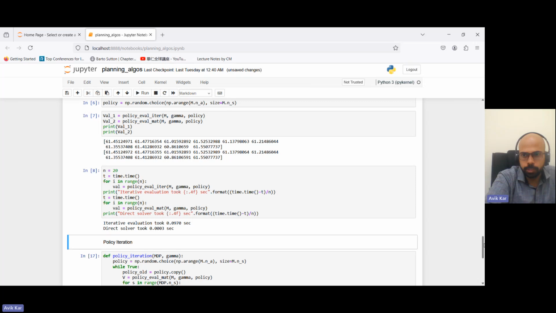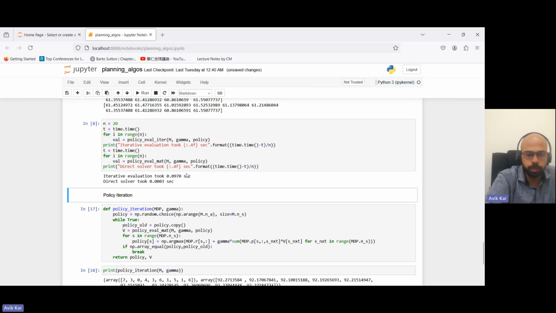So here you see that there is a huge difference between the two algorithms in average time. The iterative solver is taking 0.09 seconds, so it's 97 milliseconds. And the direct solver, the matrix-based solver, is taking 0.3 microsecond, sorry, millisecond. So that's quite a big difference: 97 and 0.3.